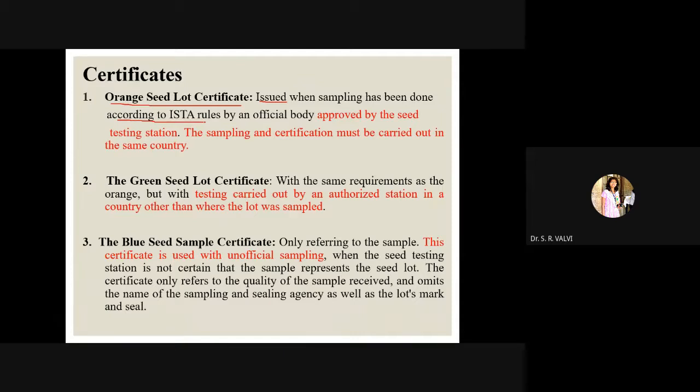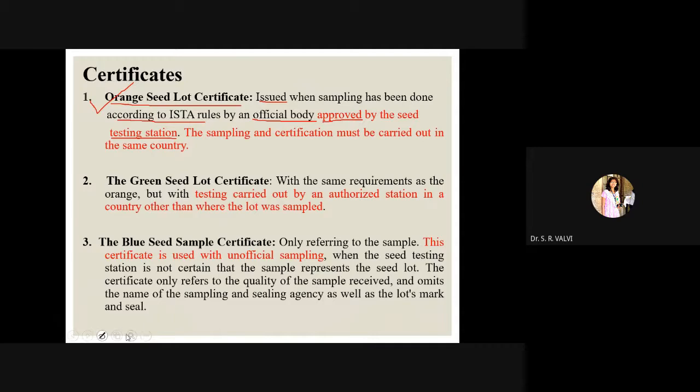International Seed Testing Association. According to this, if your sampling is done, then the certificate is issued. Which colored? The orange colored seed certificate is issued. And this is done by an official body. Who issues the orange seed lot certificate? An official body, which is approved by ISTA.